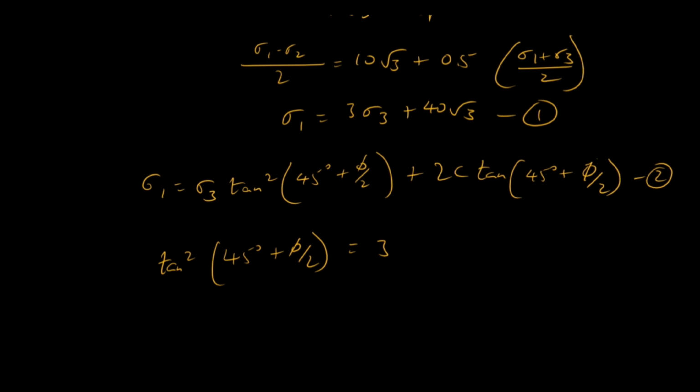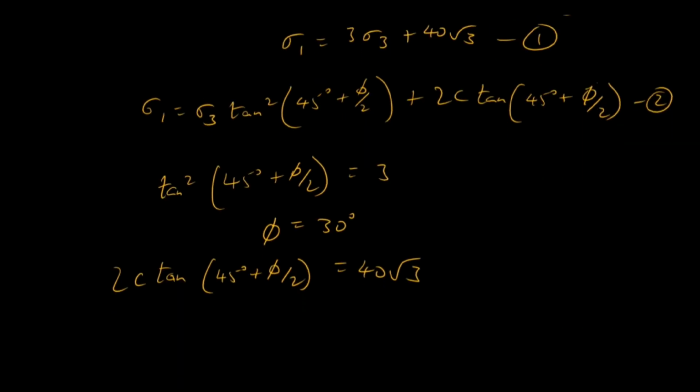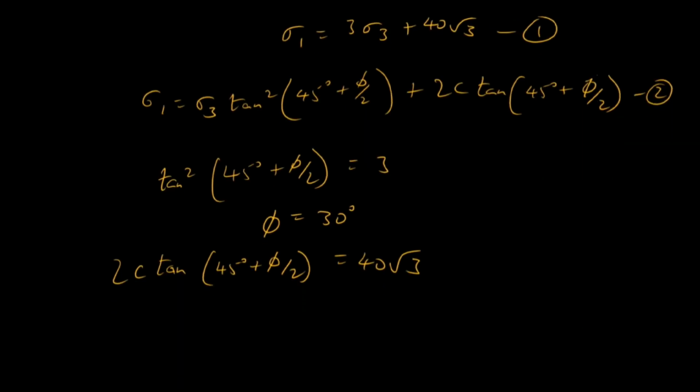By solving this, we get phi is equal to 30 degree. Then 2c tan (45 degree plus phi by 2) is equal to 40 root 3. From this we get c is equal to 20 kilopascal, where you have to use the value of angle of internal friction 30 here.